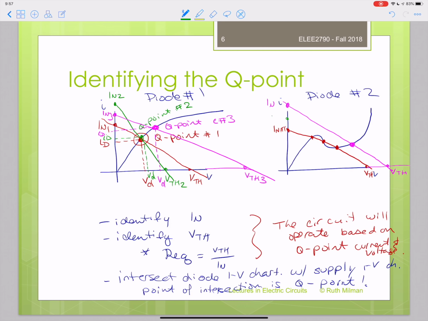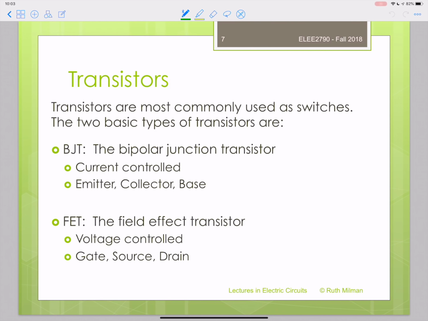Or if you have a Norton current that's in there and a Thevenin voltage that's in here, you also might hit only one that's earlier on. Any of these are valid. They all simply depend on the intersection. Note that for each of these examples, there are 3 possible supplies. Those 3 possible supplies each come up with their own Q point. And that's how a diode works.